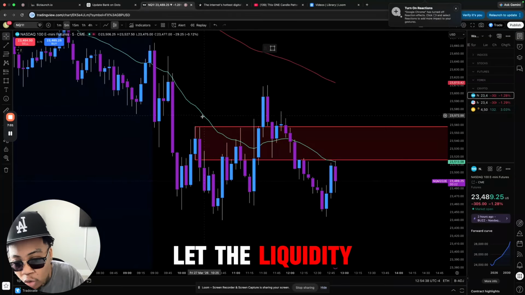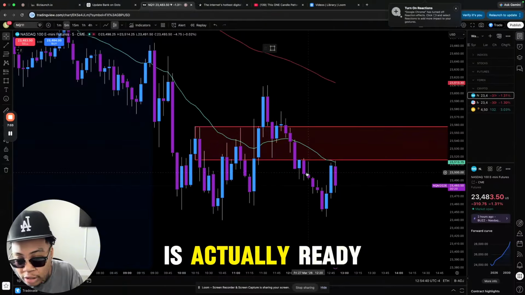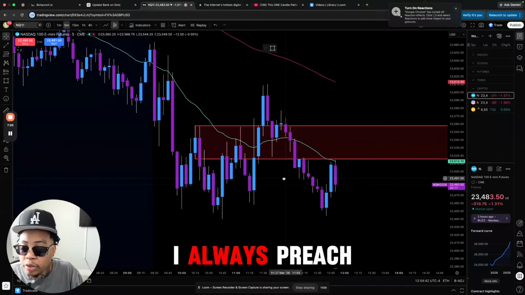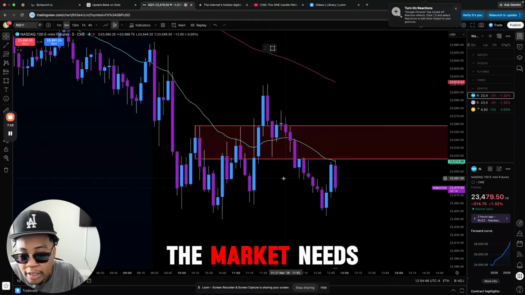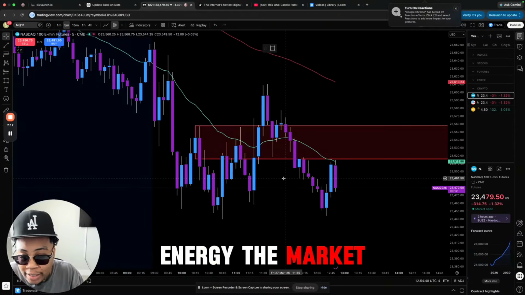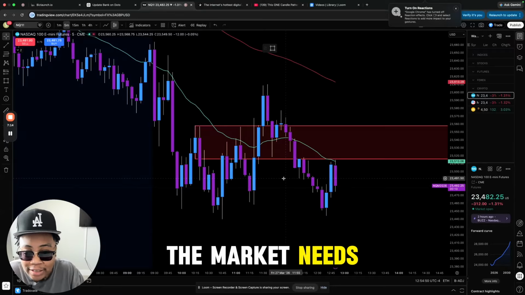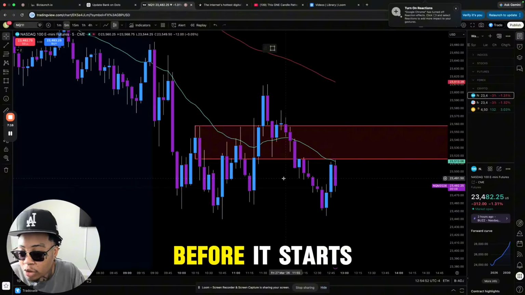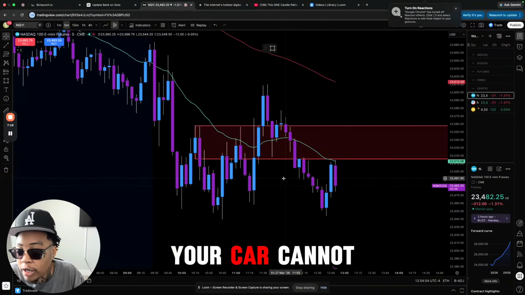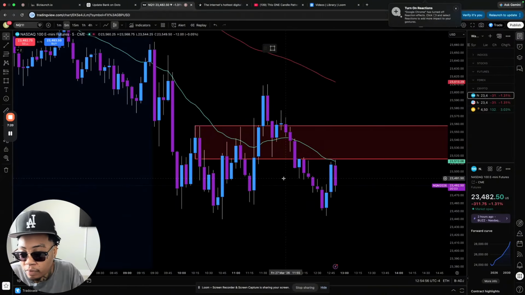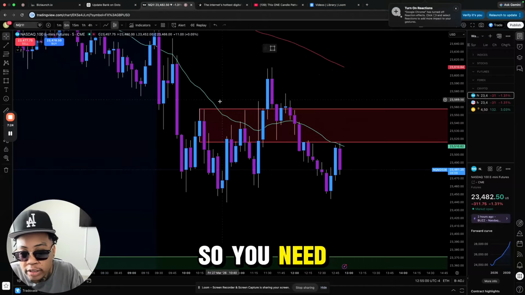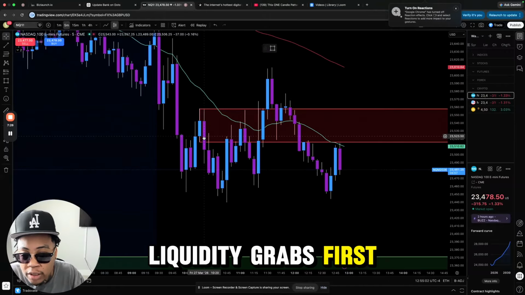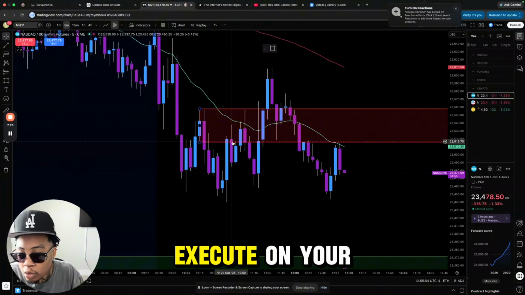You have to let the liquidity play out before the move is actually ready to happen. I always preach liquidity is like gas for your car. The market needs energy, the market needs gas, the market needs whatever it needs before it starts to move. Your car cannot move without gas. The market cannot move without liquidity, right? So you need to get these liquidity grabs first, and then you'll be able to execute on your trade.